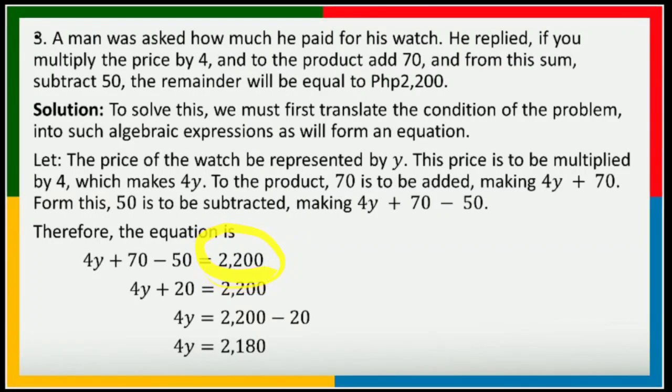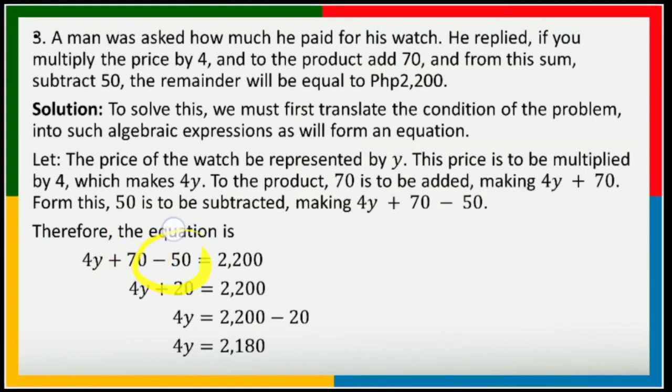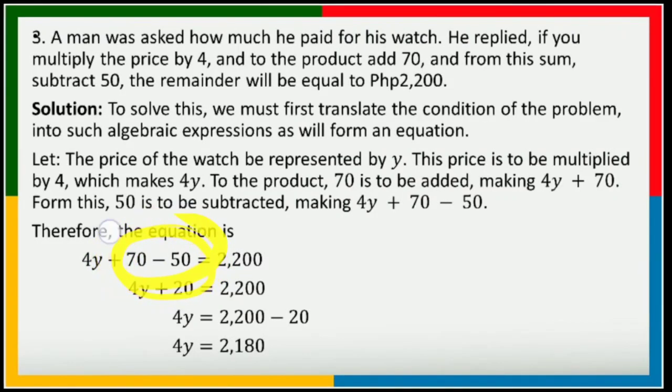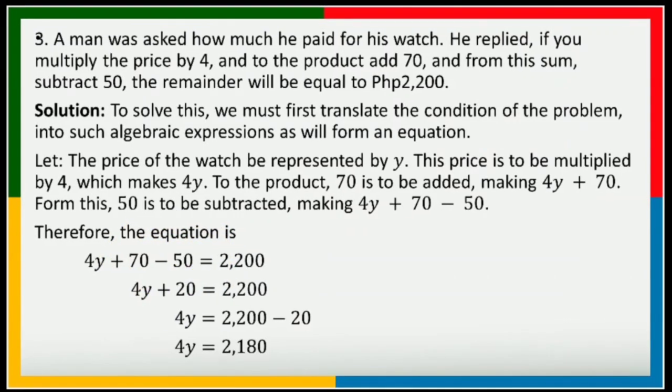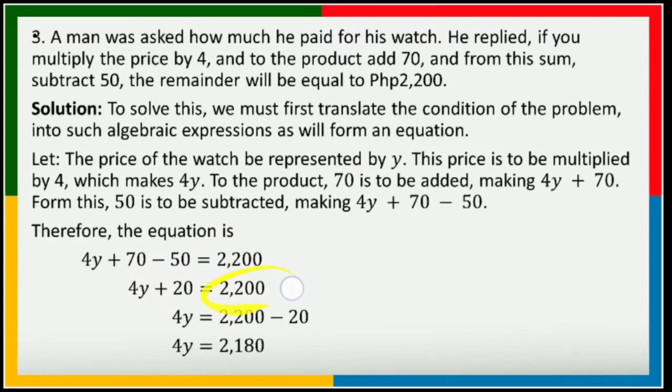So to solve this, you have to combine like terms or similar terms. In this case, we can simplify 70 minus 50 because they are both constants. So 70 minus 50, that is 20. Copy 4y and copy 2,200.